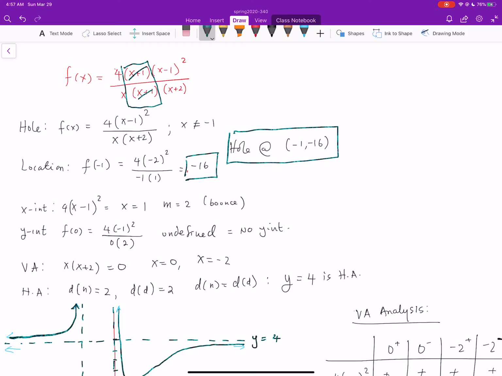We have x-intercept, y-intercept, vertical asymptote, and horizontal asymptote to find, just as we've been doing. So you've got to go through those steps to get you to where you need to be.